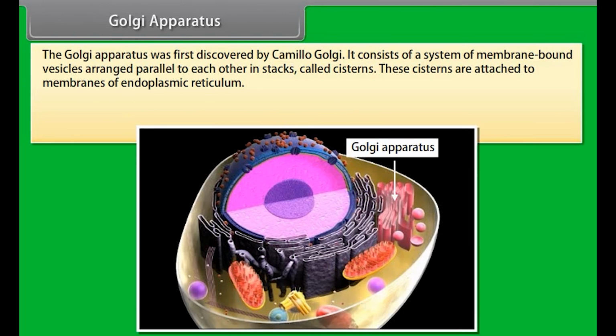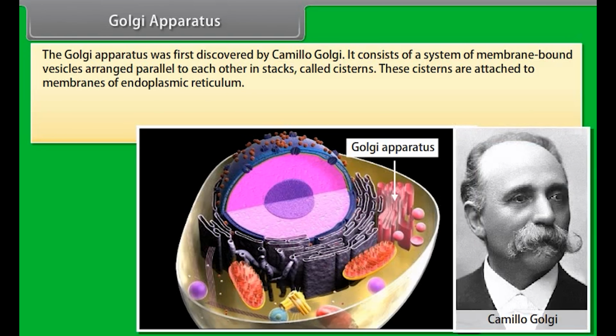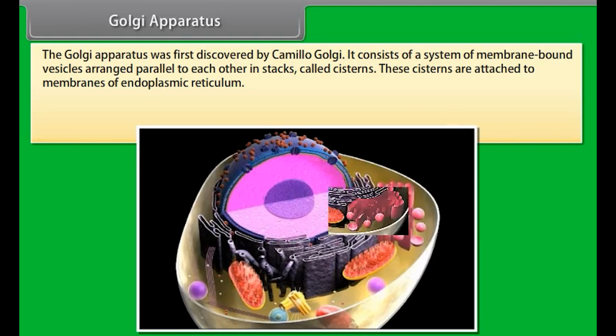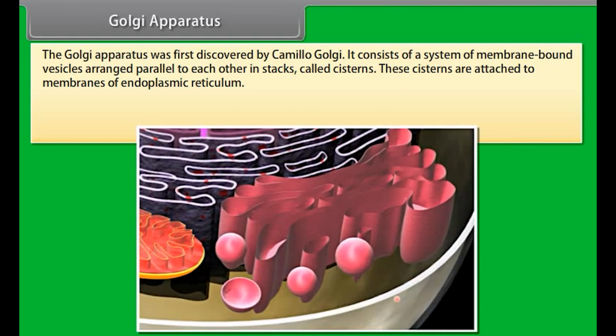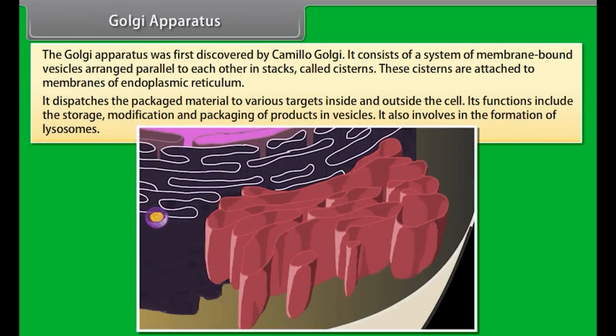Golgi apparatus. The Golgi apparatus was first discovered by Camillo Golgi. It consists of a system of membrane-bound vesicles arranged parallel to each other in stacks called cisternae. These cisternae are attached to membranes of the endoplasmic reticulum. It dispatches the packaged material to various targets inside and outside the cell. Its functions include the storage, modification, and packaging of products in vesicles. It is also involved in the formation of lysosomes.